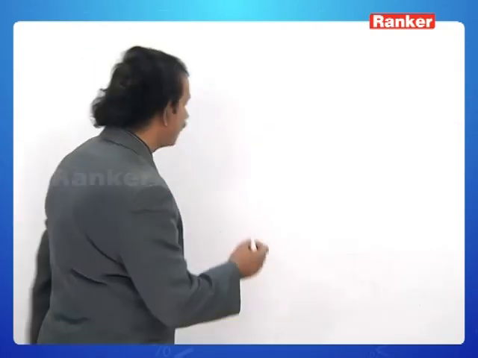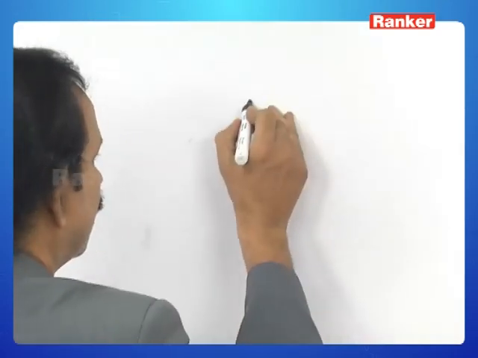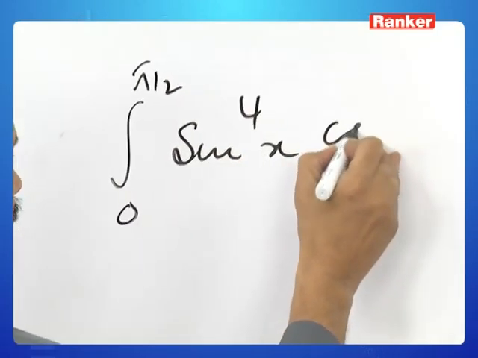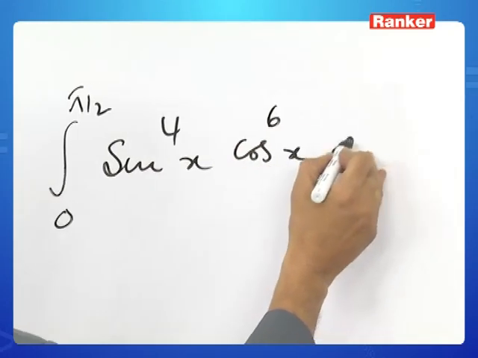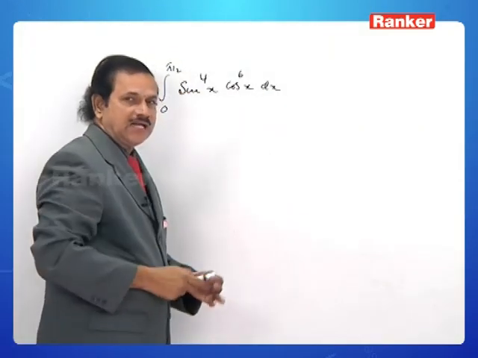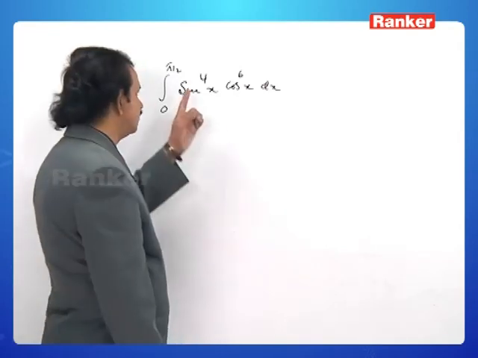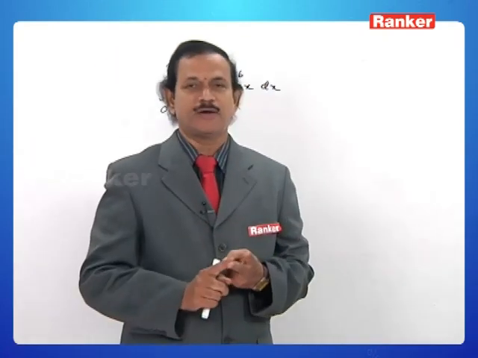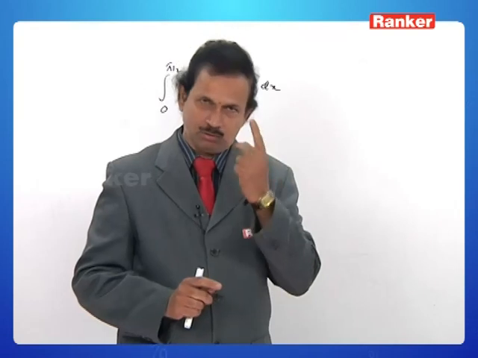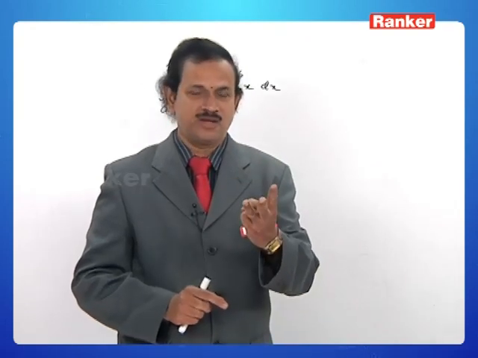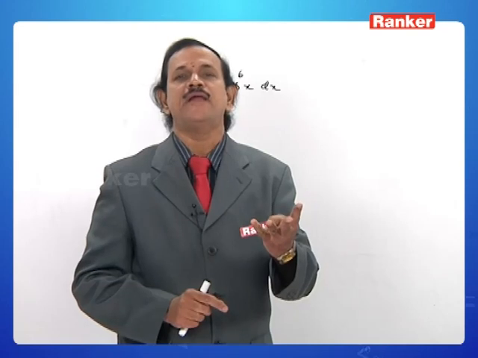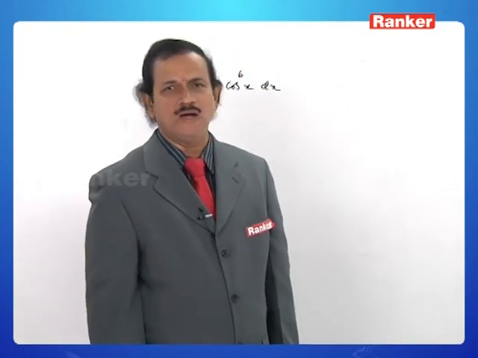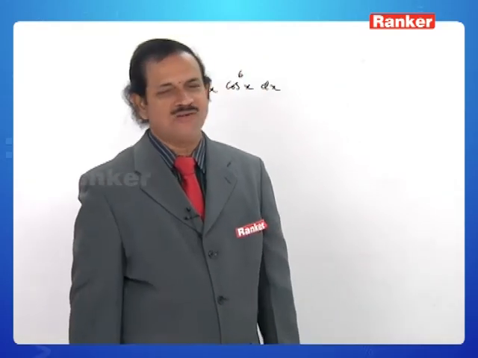Next one, integral 0 to pi by 2 sine power 4x into cos power 6x dx. As this is the very first example, I have considered both m and n even. How many cases will arise? M and n both even, both odd, m even and n odd, m odd and n even. 4 different cases will occur. We shall practice that formula in all these 4 cases.